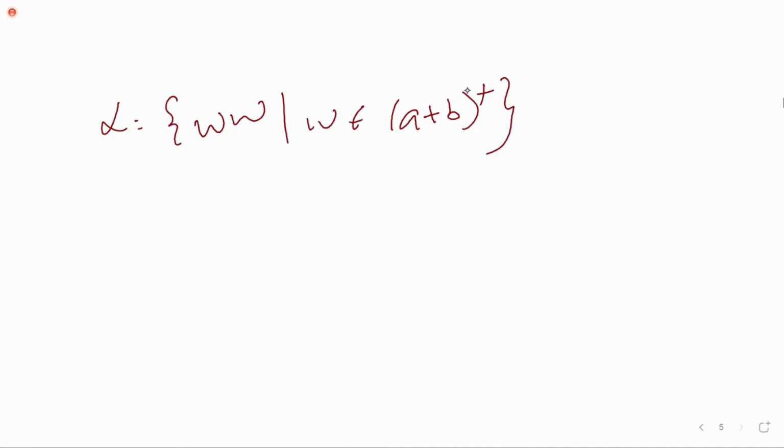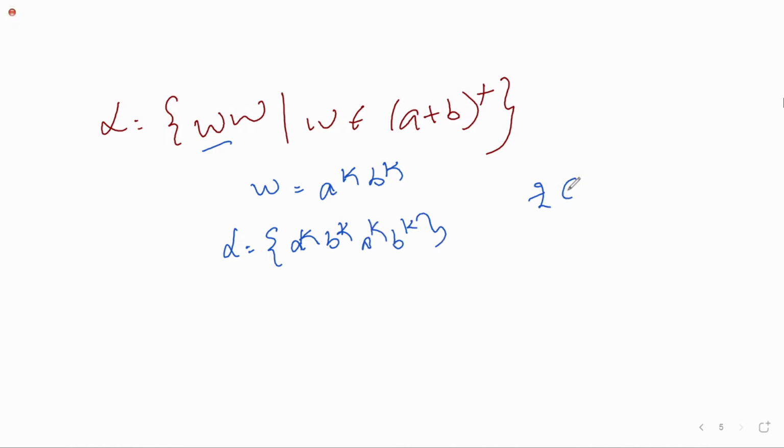Given that L equals WW, where W belongs to (A+B)+. What is the given language? WW. Here I am simply assuming that W equals A power K, B power K. So what is the given language then? The language will be A power K, B power K for the first W, and the next W is again A power K, B power K.